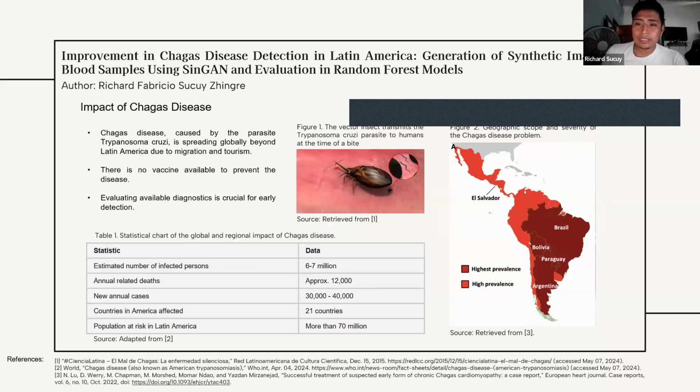Chagas disease, caused by the parasite Trypanosoma cruzi, is spreading globally beyond its traditional confines in Latin America, largely due to migration and tourism, with 6 to 7 million people infected worldwide. Given the disease's potentially fatal consequences, our goal is to enhance diagnostic methods to address this public health challenge more effectively.